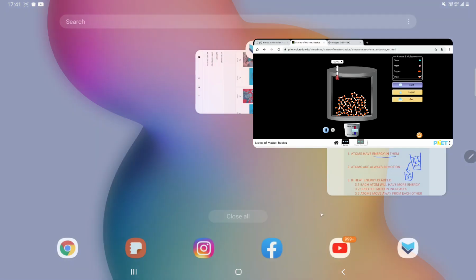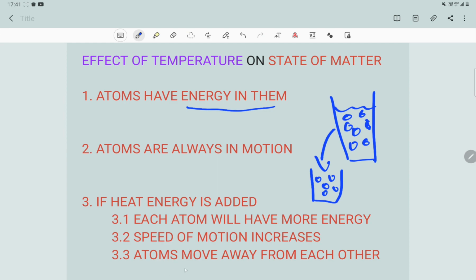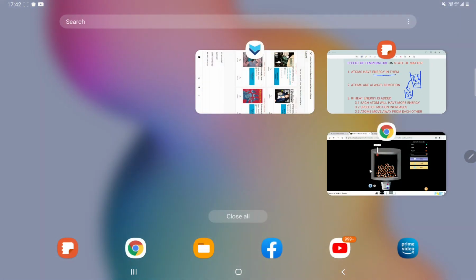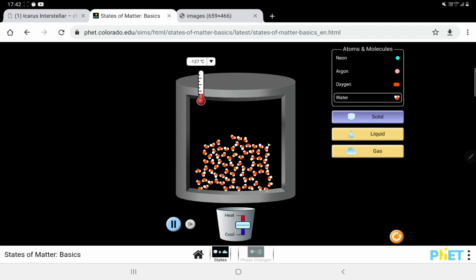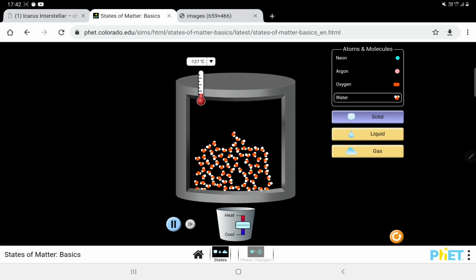Now, what were we talking about? We were talking about how atoms are always in motion. Let us go back to our simulation and see how atoms are in motion. So this is the solid state. This is water out here in a solid state. Basically, I'm showing you ice, the atoms present in ice. Can you see that they are in motion? But because there is a very limited amount of space that they have, they are simply vibrating very close to each other.